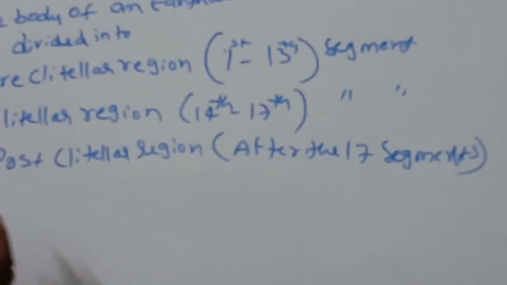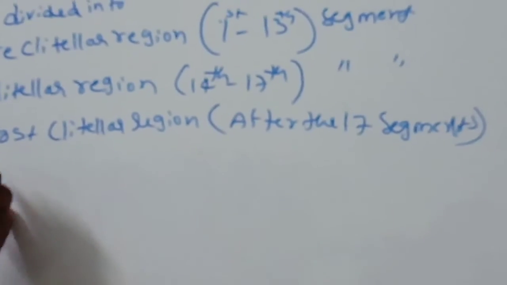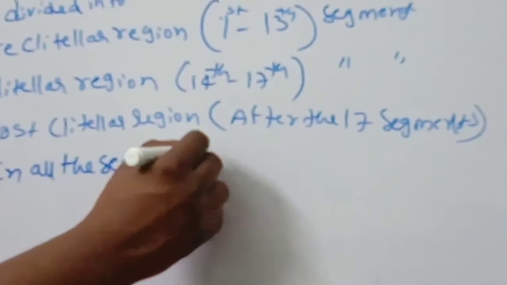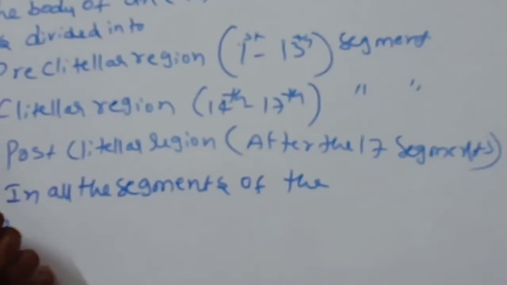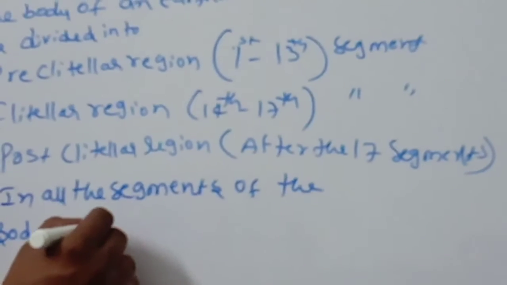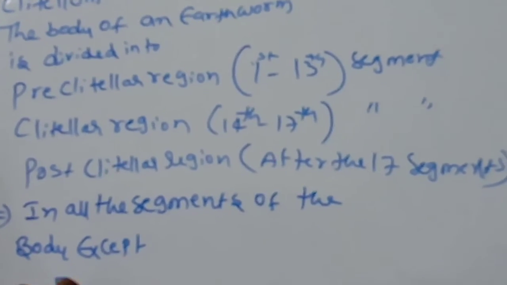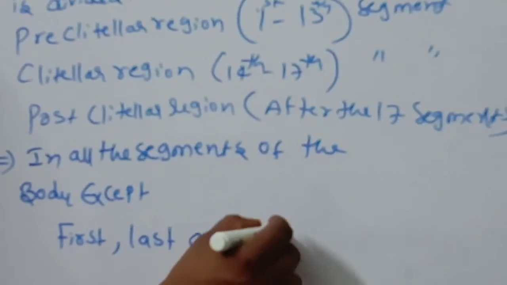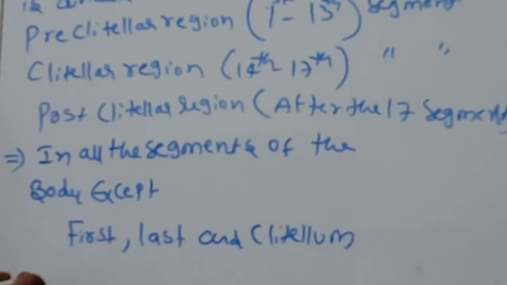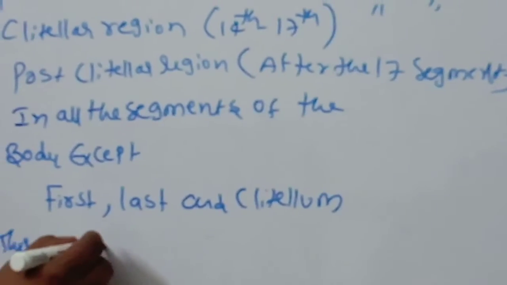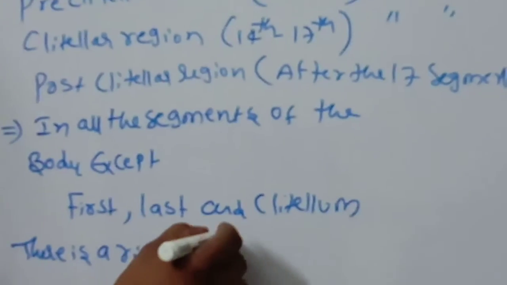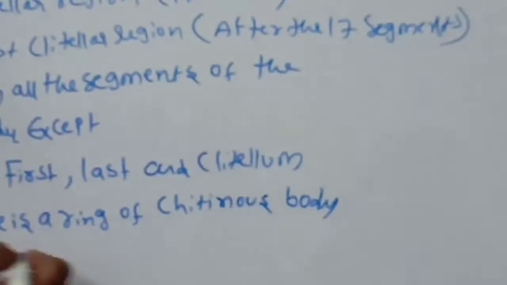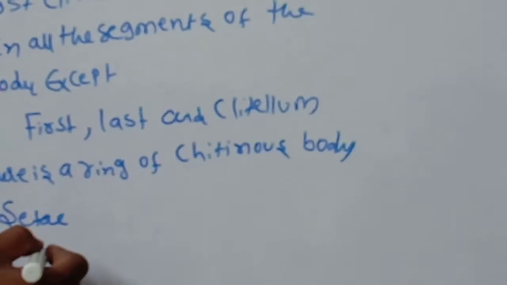Okay, children, in all the segments of the body, except the first, last and clitellum, there is a ring of chitinous body setae. Chitinous body setae will be there.